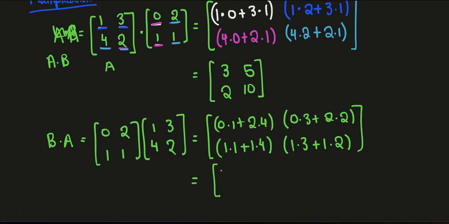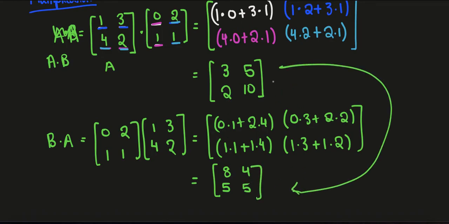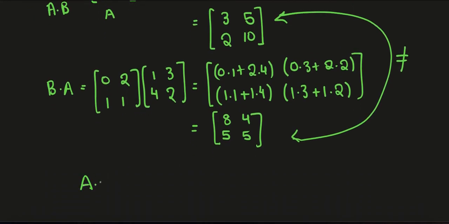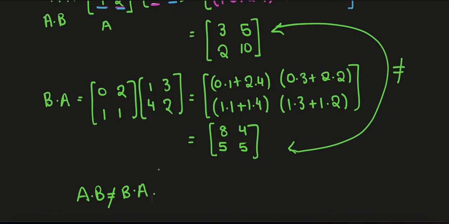And so what do we get? We get 8, we get 4, we get 5, and we get 5. Notice that these are not equal. So A times B is not equal to B times A. That's probably the hardest part of matrices, actually multiplying them together, at least in terms of elementary properties.